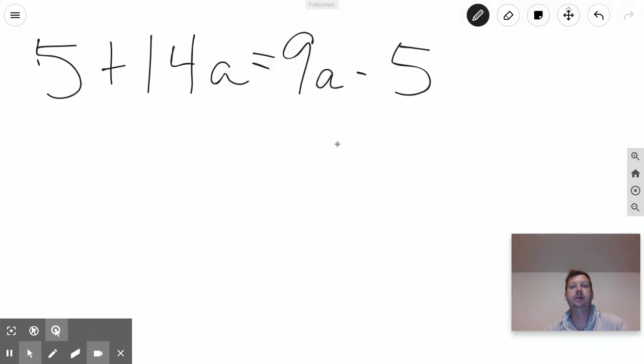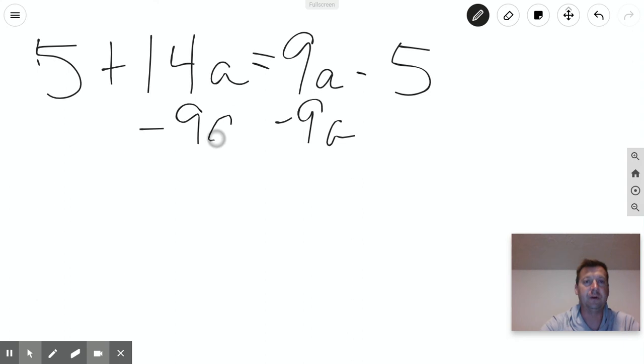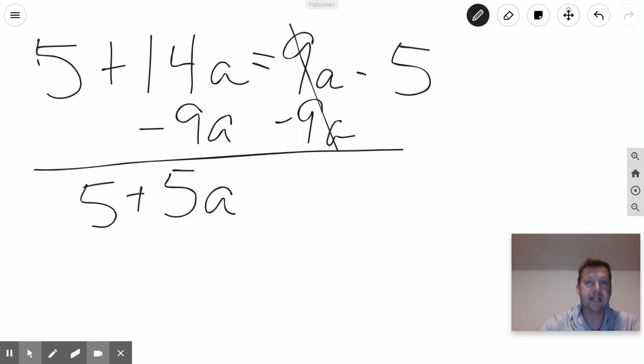Okay, this one right here, same kind of concept. It's going to throw us a small little curveball here, and if we're not paying attention, we're going to mess up. So 9 is smaller, so I'm going to subtract 9a from both sides. That's how I decide. I use the smaller variable, subtract 9a from both sides. I'm left with 5 plus 5a. This is canceled, equals negative 5.